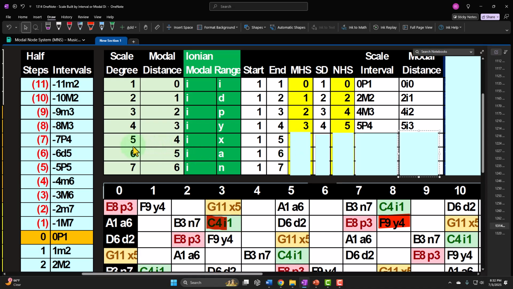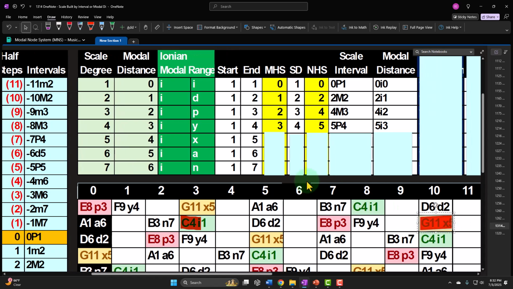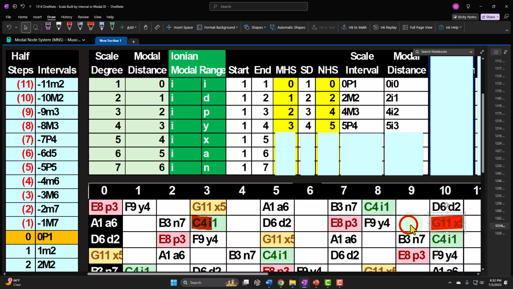All right, what if we have a 5th? And so I'm trying to find the 5th, which means I'm going 4 continents up. So if I go 4 continents up, I'd be out here. So I can see that's going to be, if I go 4 continents up from the Ionian, it would be 1 plus 4, or of course the 5th, which would be Mixolydian, an IX modal range, a 1-5 modal range.